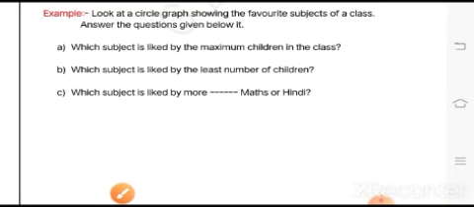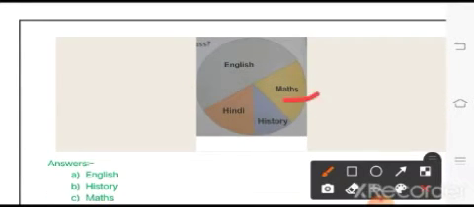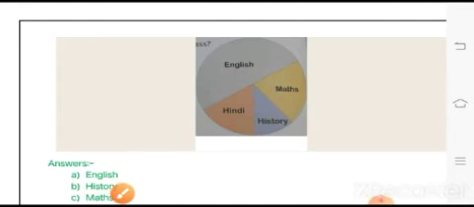Next is, which subject is liked more, maths or Hindi? That means here we have to compare maths and Hindi. If we compare them, we can see that maths is covering more area than Hindi. It means maths is liked more than Hindi by the students. So what we are observing here is that the area covered by a particular subject helps us to judge which subject is liked more and which is liked less. That means we can compare the quantities.